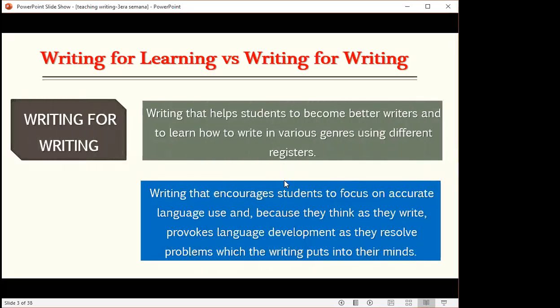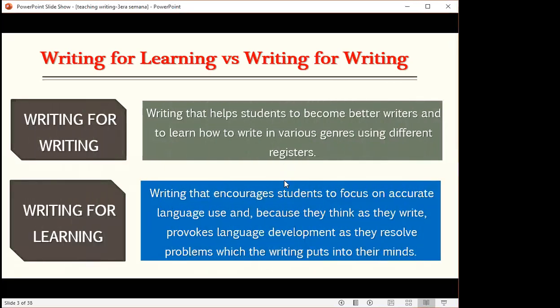Remember that we have these two: writing for writing. Writing that helps the students to become better writers and to learn how to write in various genres. And remember here, how to write in various genres using different registers. This is very important. I'm going to emphasize this. This is very important in writing for writing. So we are going to emphasize on this aspect.